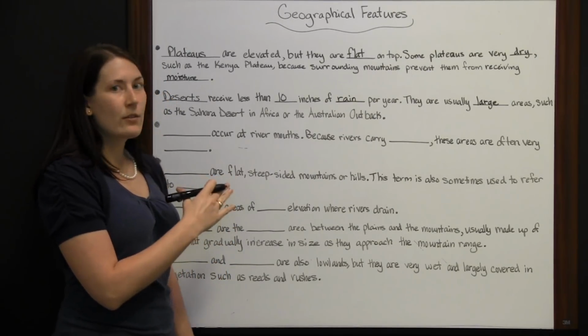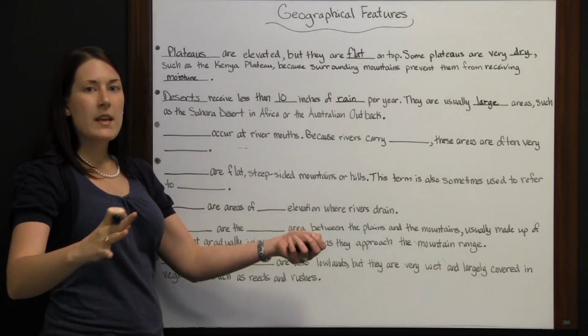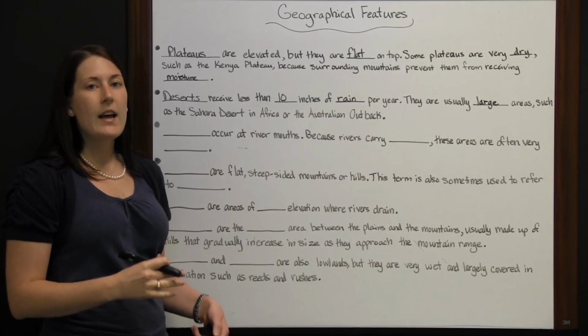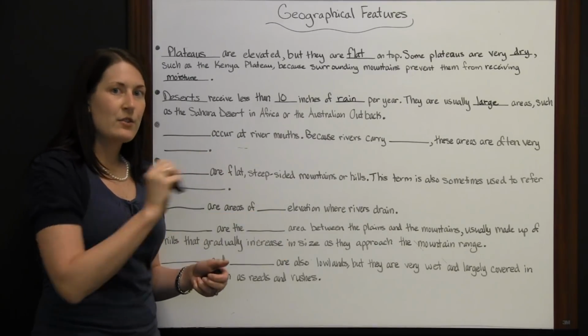Because if there's an area that's only receiving 10 inches of rain per year, it's usually going to be a geographic location that's spread out over a large area and then slowly transitions into areas with more rain. You usually won't find just one little spot.